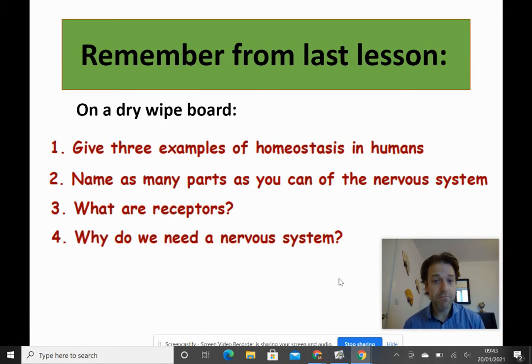Okay, so hopefully you've taken the time to pause it. 3 examples of homeostasis in humans. So you could have said something like temperature regulation. You could have said water balance, controlling the levels of water in our bodies. What else? We've got our blood glucose, determining and maintaining the level of glucose in our blood at the right level.